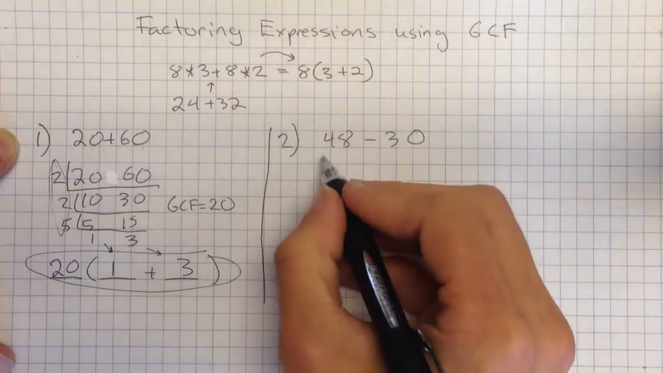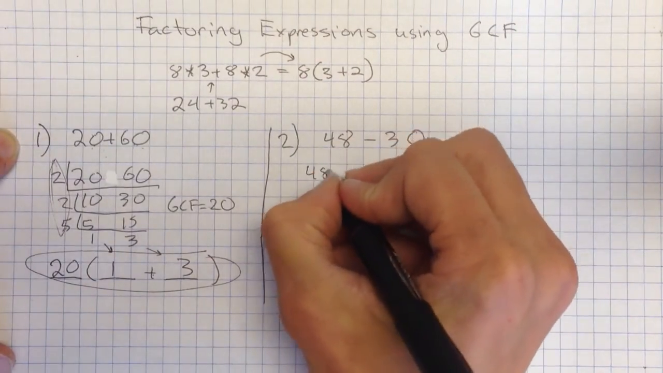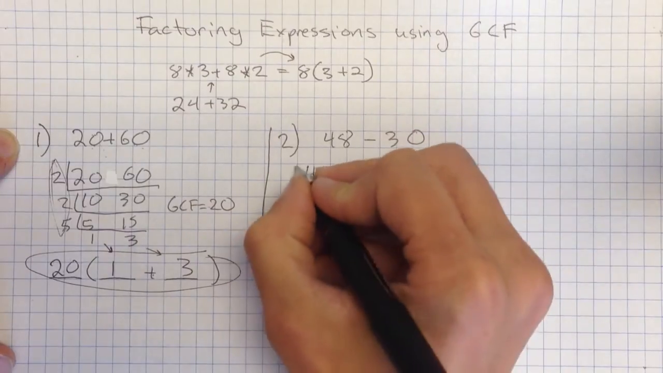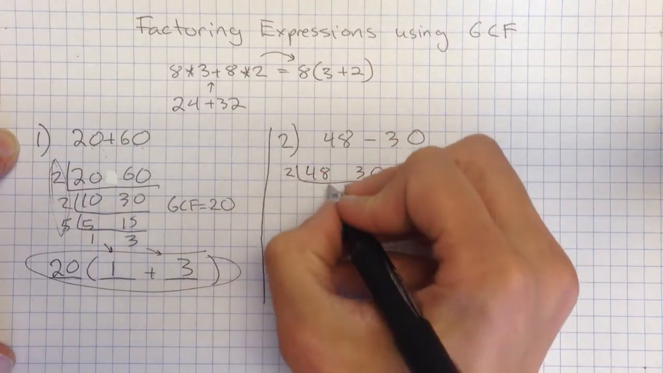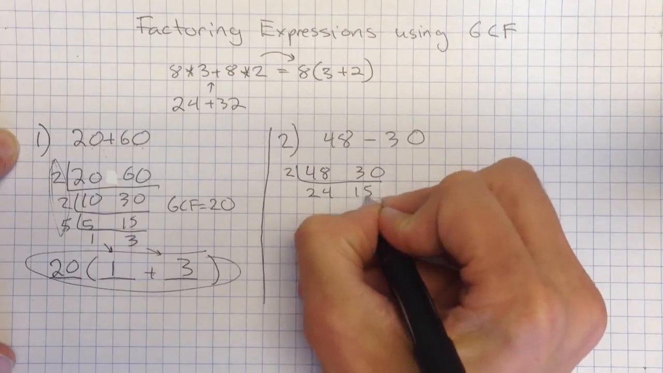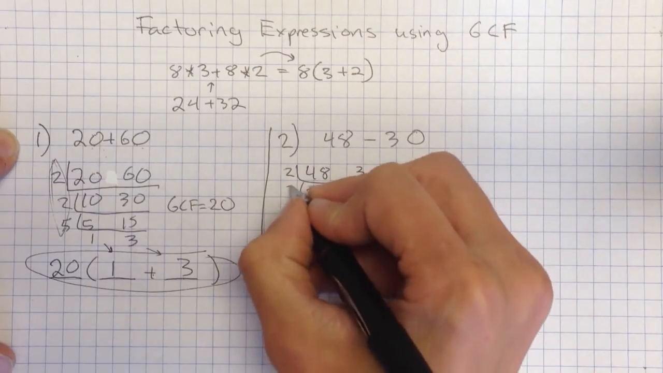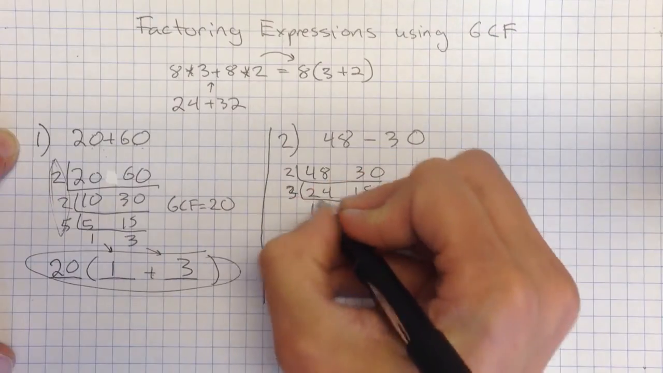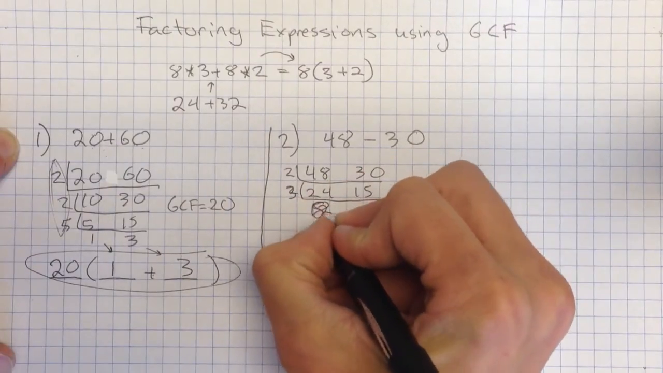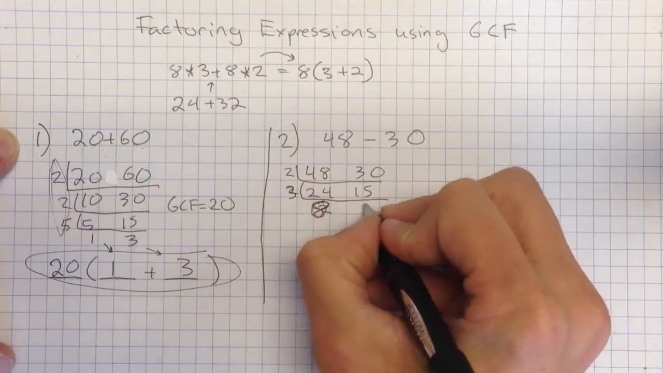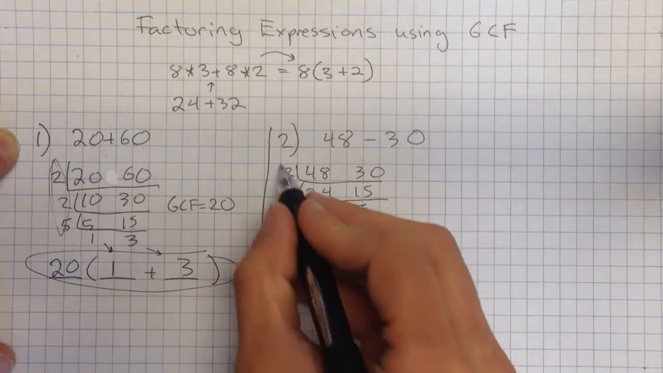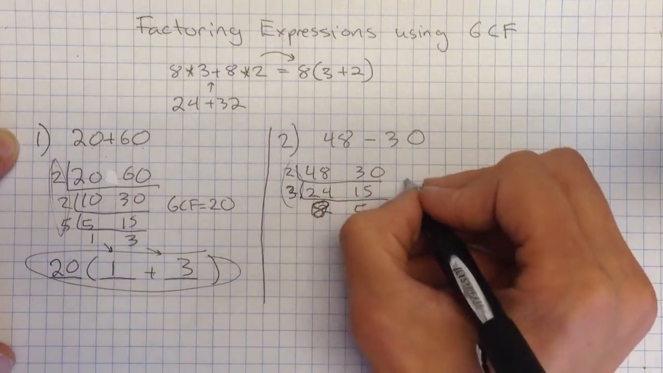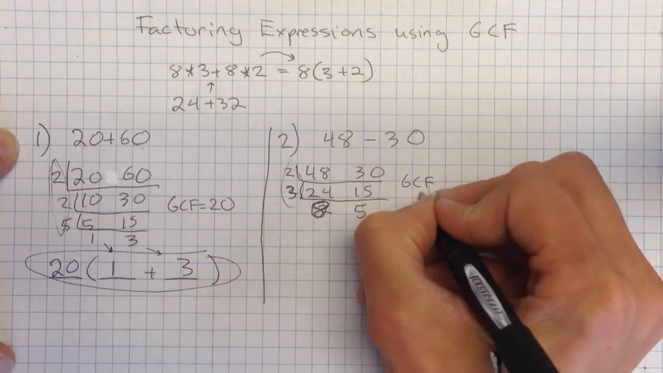So I'm going to take 48 and 30 and find the GCF. 48, 30. I'll use the cake method again. That gives me 24 and 15. Factor out 2, and that gives me... I can't do that. I'm at 3. And that gives me 8 and 5. Okay. So I've figured out my GCF. My GCF is 2 times 3, so my GCF is 6.